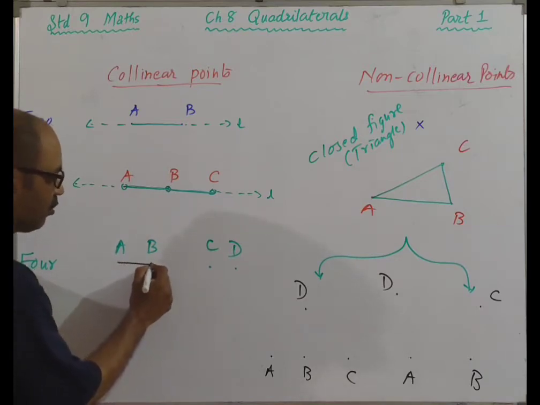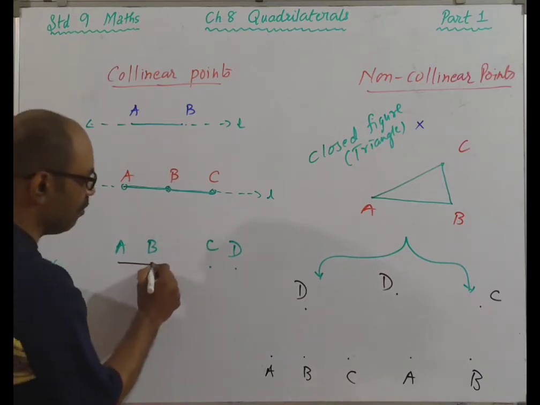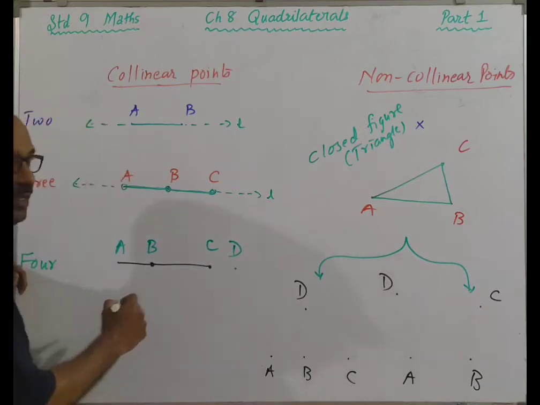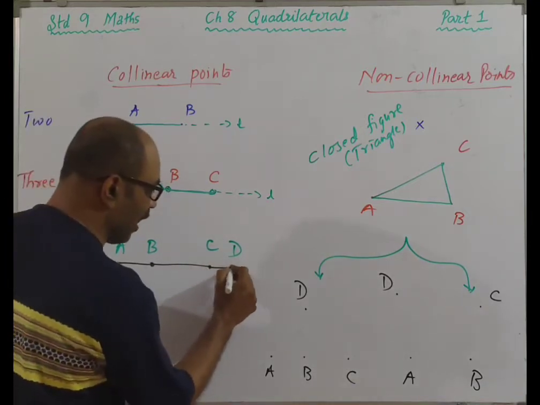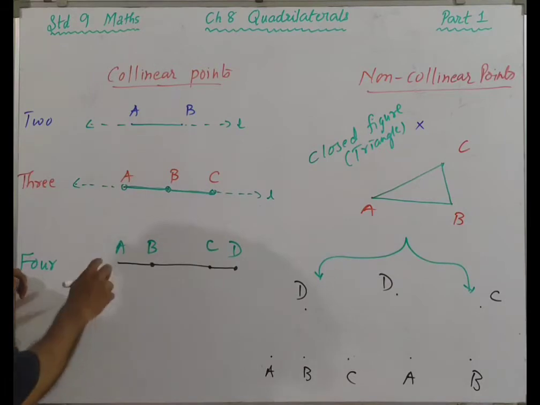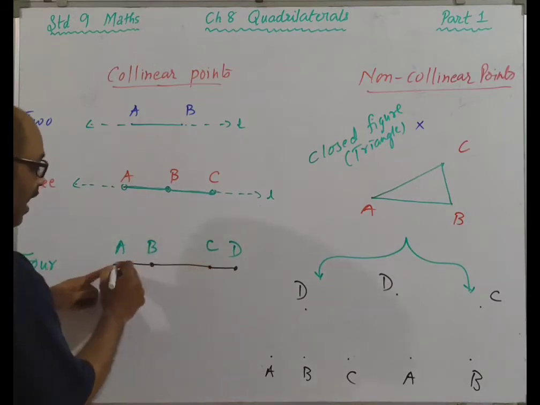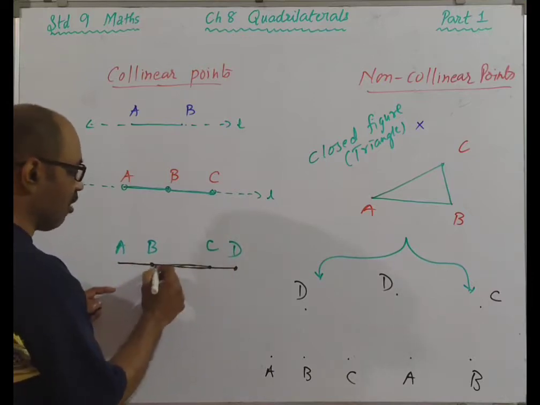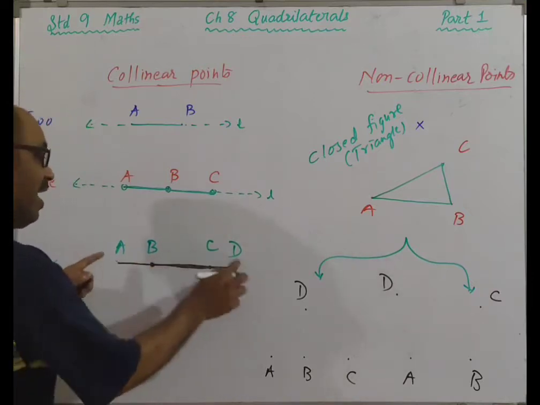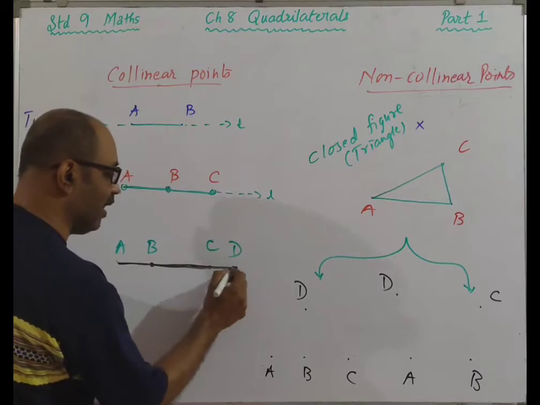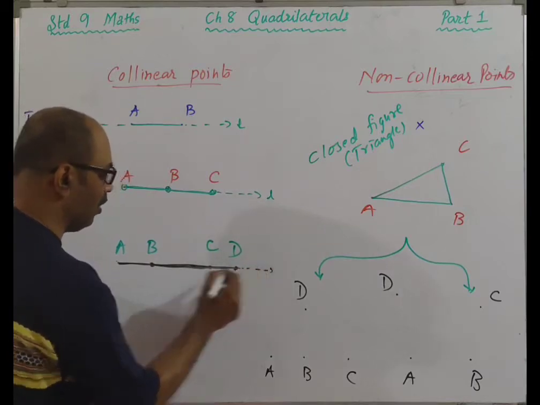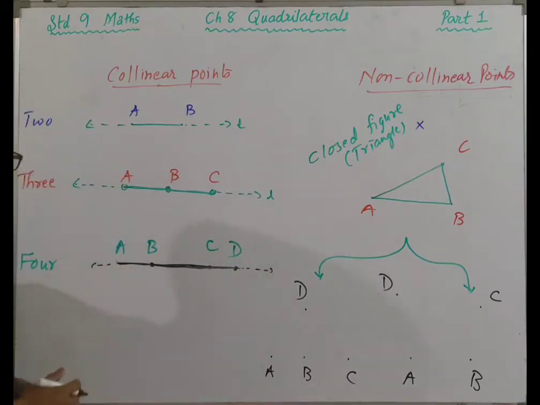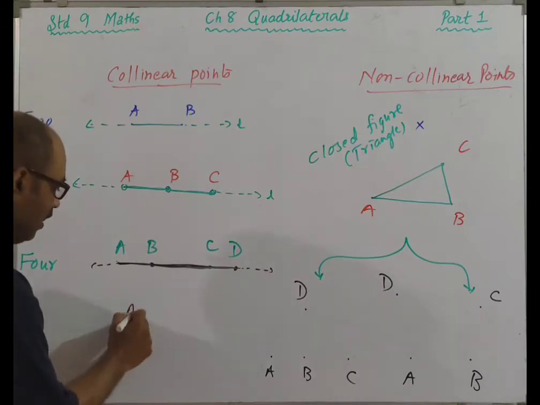Join A with B. So you got line segment AB. Join B with C. You got line segment BC. Join C with D. You got line segment CD. Join A with C. Directly A with C, so you will get the same AC. Join B with D, so you will get BD. Join A with D. So you will get line segment AD. And all these line segments, actually you get 6 line segments.